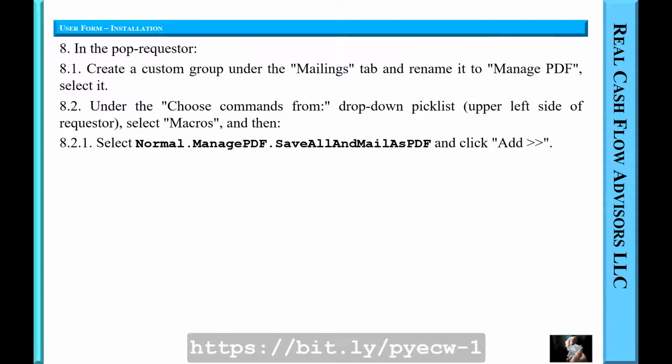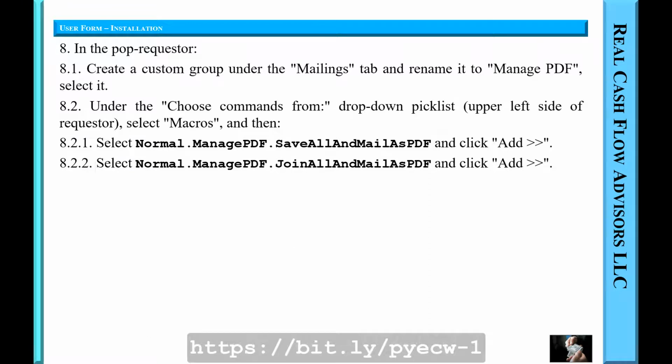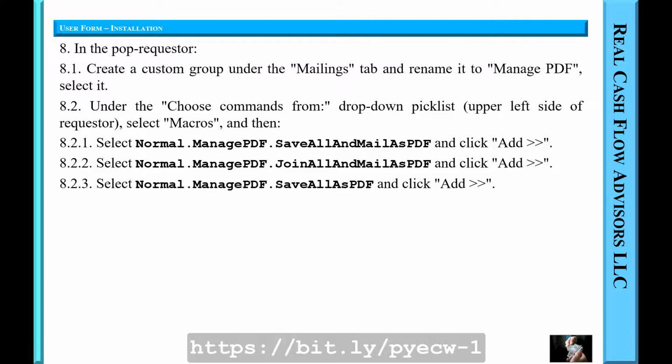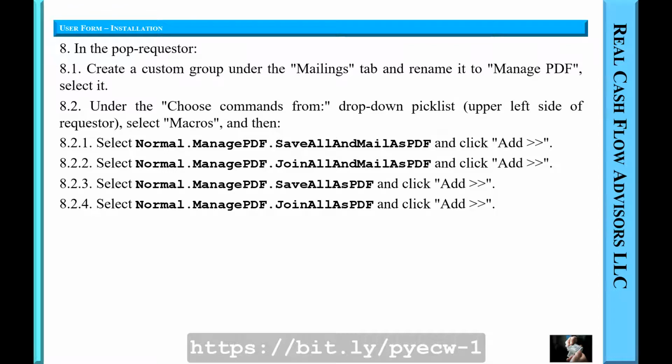select Save All and Mail as PDF and click the Add button. Select Join All and Mail as PDF and click the Add button. Select Save All as PDF and click the Add button. Select Join All as PDF and click the Add button.